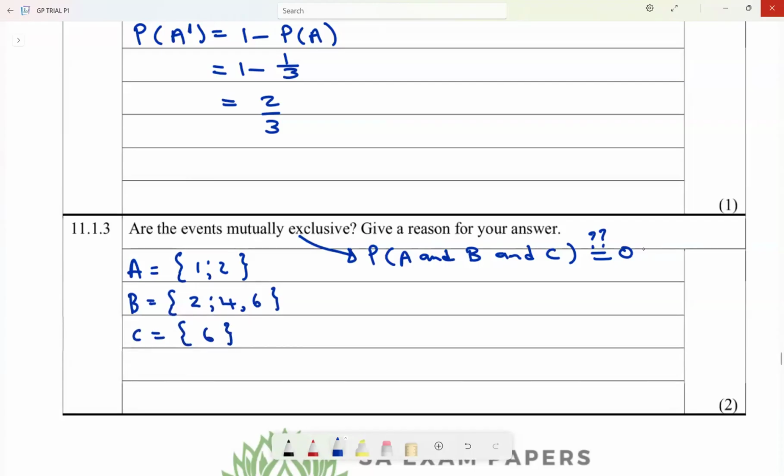But now, is there no intersection between any of these? For it to be mutually exclusive, there should be no number that repeats here. But we see that 6 and 6 repeat between B and C, and 2 and 2 repeat between A and B. Therefore, no, they are not mutually exclusive. Why? Because the probability of A, B, and C is not equal to 0. You can see clearly there is an intersection. So it is something like this.